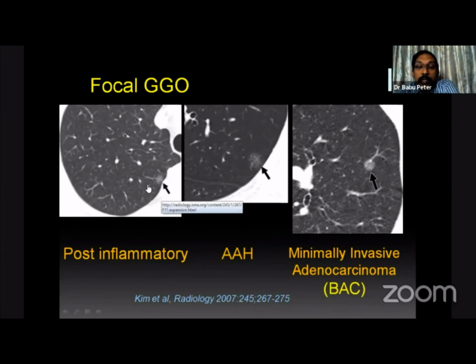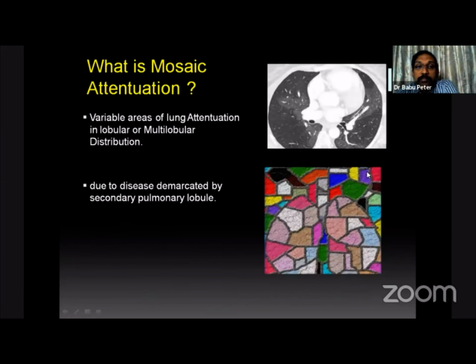This is focal inflammatory, where you can see a focal solid ground glass opacity. Here, you can see this is an atypical adenomatous hyperplasia. This is a focal solid-like appearance, and this is an example of a minimally invasive adenocarcinoma, which was previously called bronchioloalveolar carcinoma, which is a focal ground glass, again a subsolid appearance. So we saw some causes of diffuse ground glass appearance and a few causes of focal ground glass appearance.